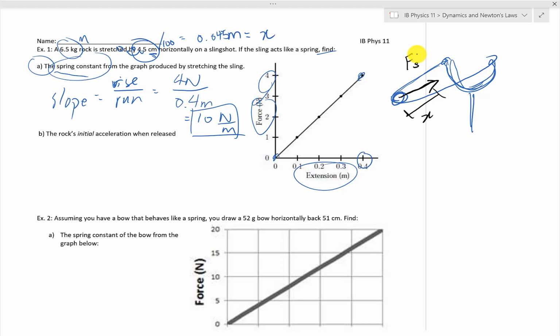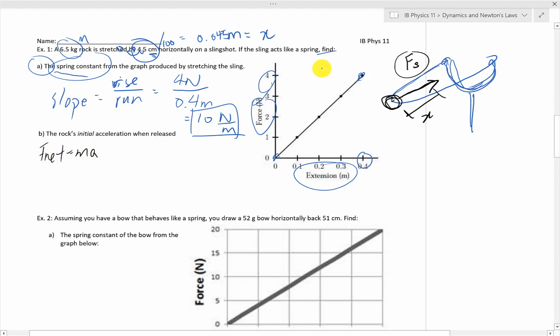Now, at this point, before this rock is released, there is technically an applied force which then causes the rock to not move. But the moment the rock is released, it will fly off. So at that point, the only force acting on the rock will be the spring force. So if I have to write an F net equation, I have F net as being the spring force, and then that equal to the mass times acceleration of the rock.